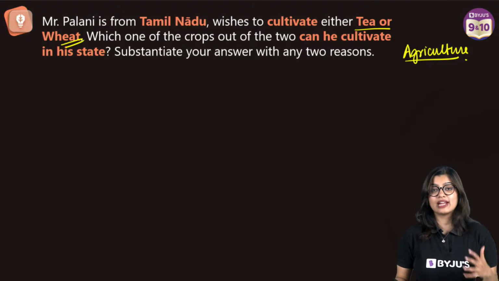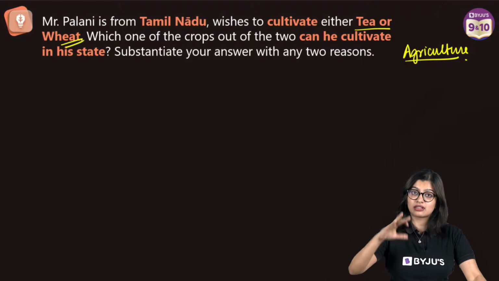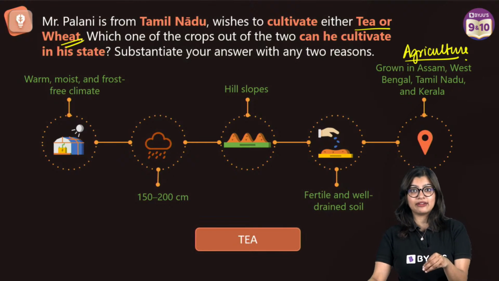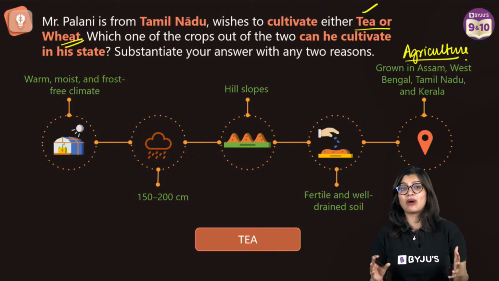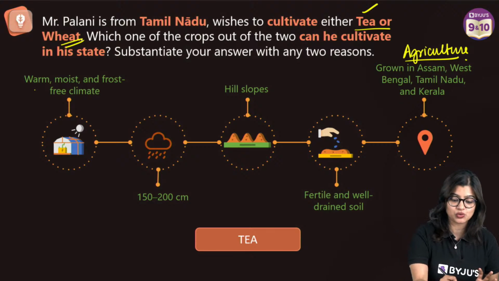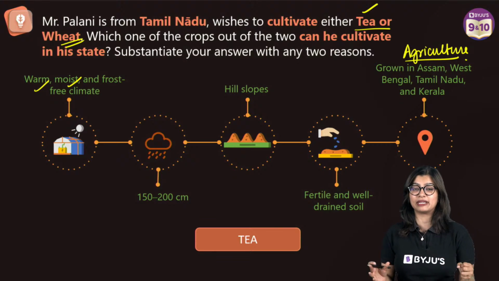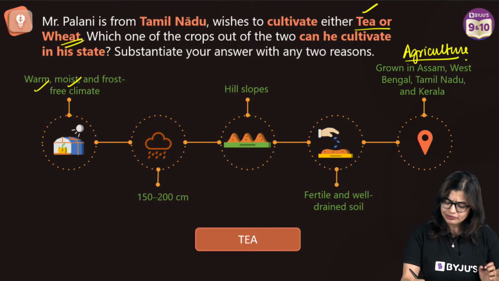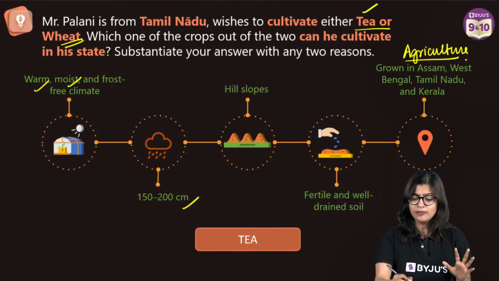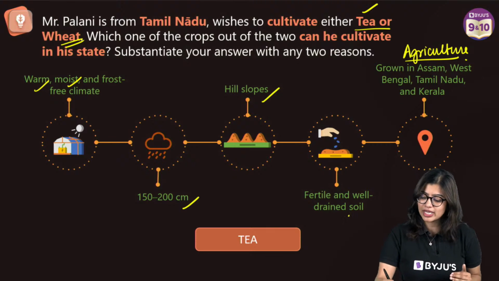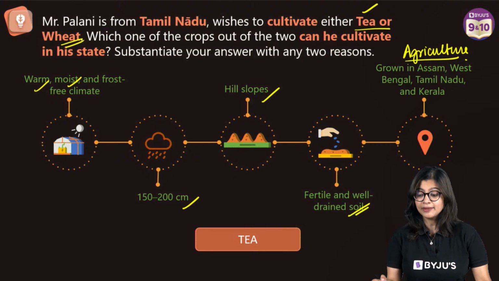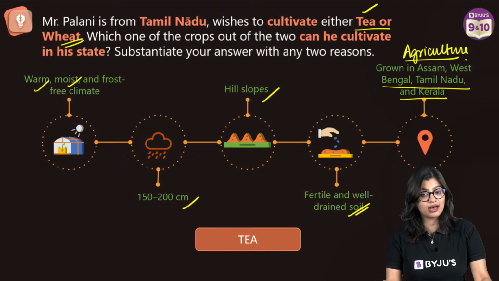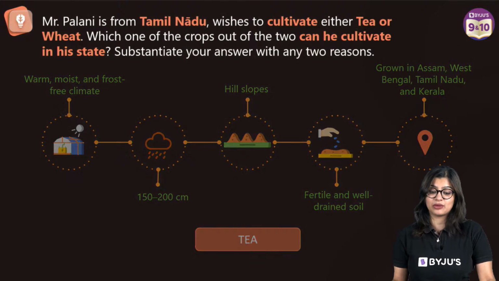Tea or wheat? We know that for wheat, the conditions in Tamil Nadu would not be ideal for cultivation, because what is necessary in the case of, let's say, tea requires a little bit of subtropical climate, which is warm, moist and frost free. That means that when it's in winter, it does not dip too much. It requires a good amount of adequate rainfall, preferably in the hill slopes with fertile and well-drained soils. And tea is normally grown in West Bengal, Tamil Nadu, Kerala and Assam. So in this case, tea is something which is ideal.